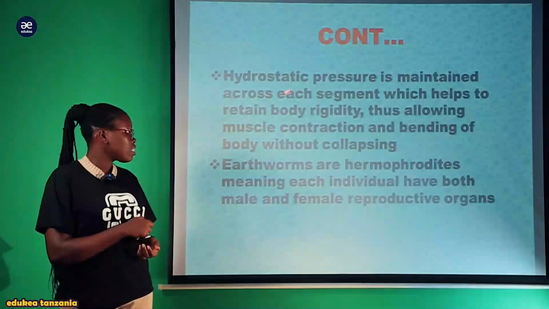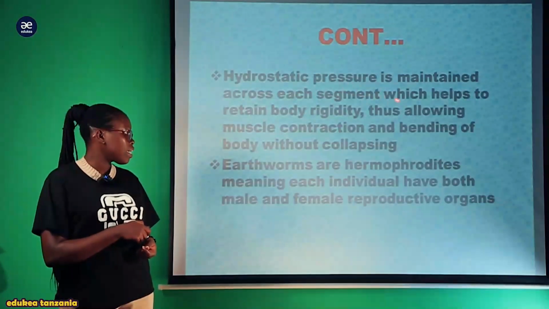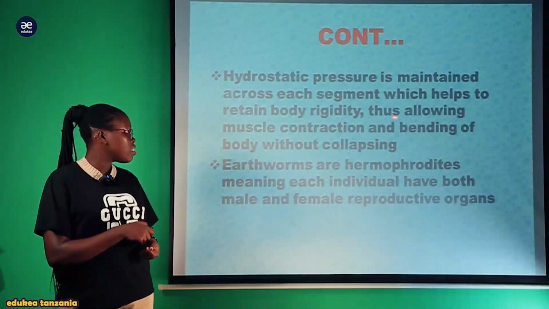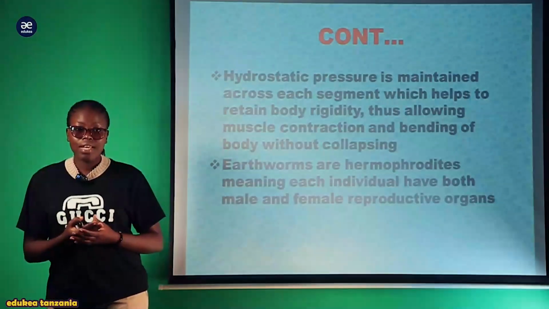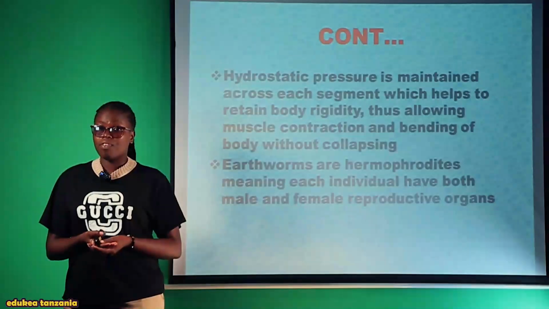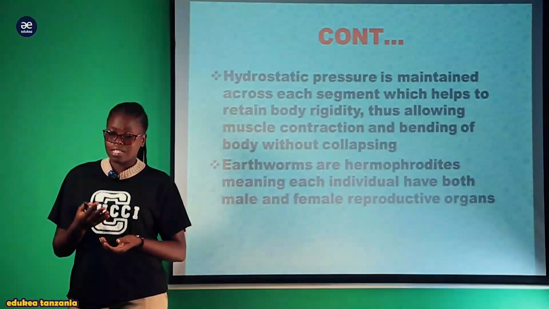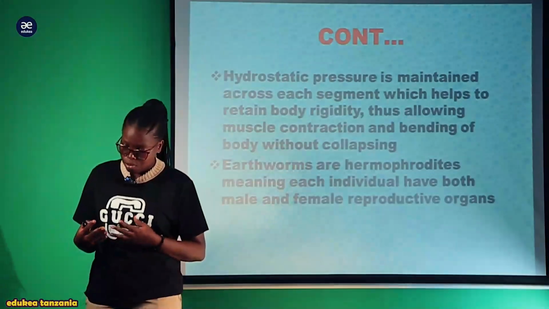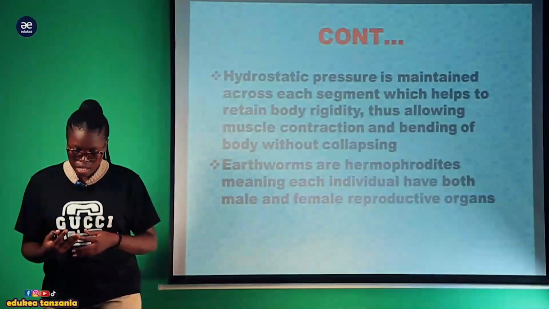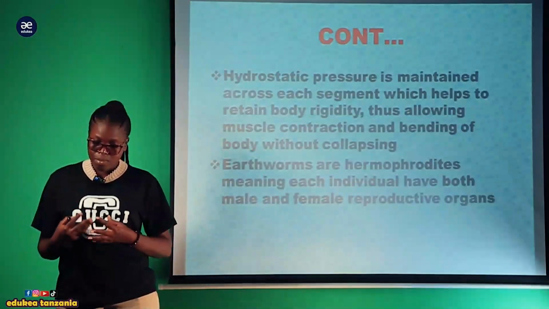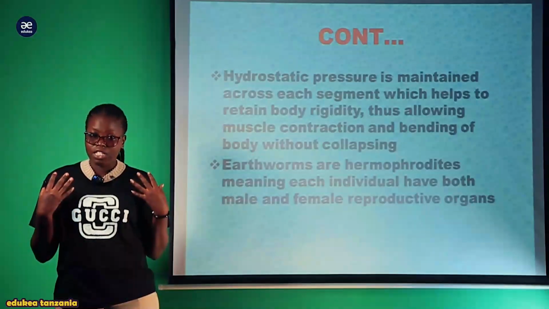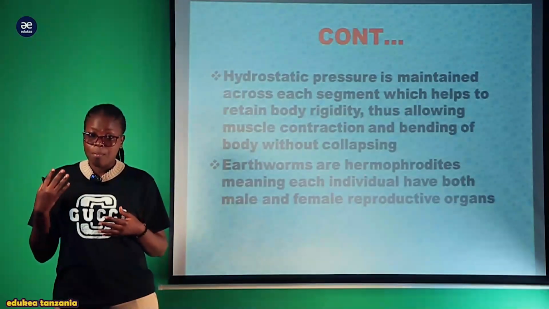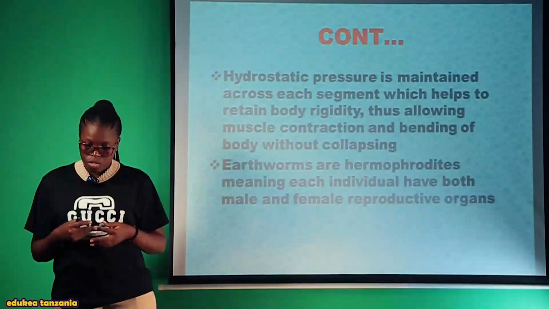Likewise, hydrostatic pressure is maintained across each segment, which helps to retain body rigidity, allowing muscle contraction and bending of the body without collapsing. These organisms have a hydrostatic skeleton, meaning that they are made up of fluid-like material. So the hydrostatic pressure is maintained across each segment to ensure that the organism's shape is maintained. Also, they move more efficiently without collapsing.